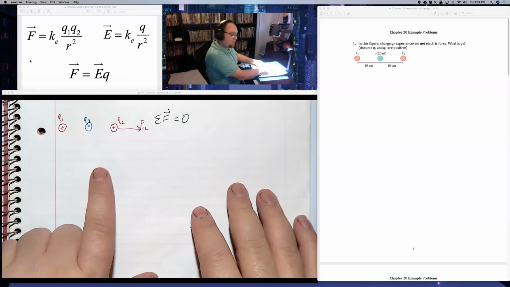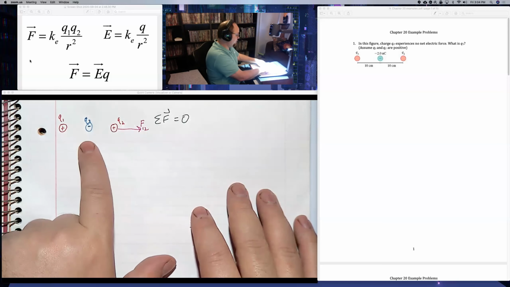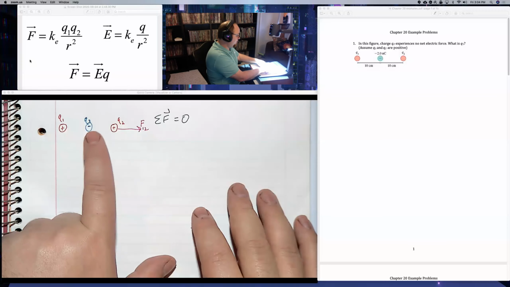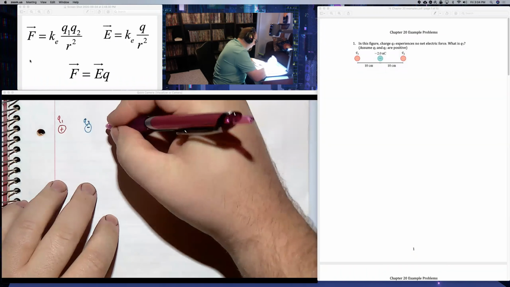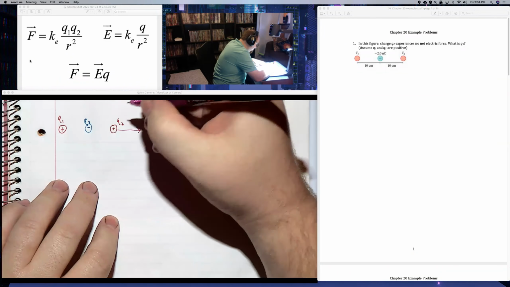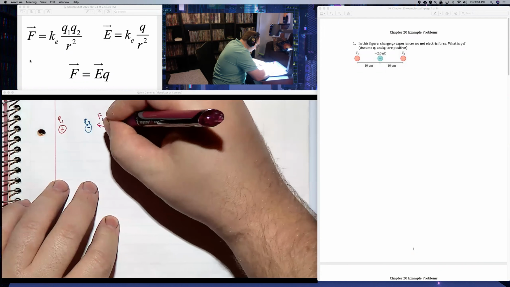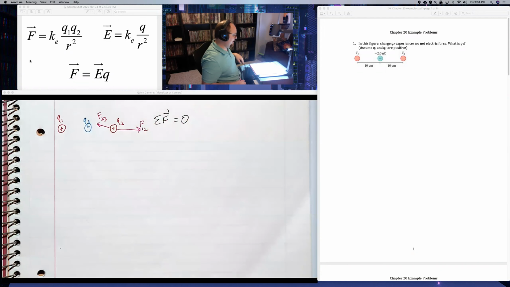Now, there's also going to be a force between charge 2 and 3. But for the force between 2 and 3, we have one positive, one negative. So this would be an attractive force. So the force between 2 and 3 will be that way. It should be a straight line and not up at an angle, but I can't draw a straight line apparently. But it'll be attractive because they're opposite.